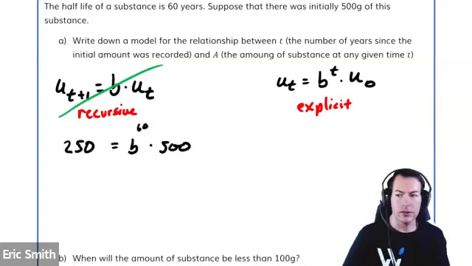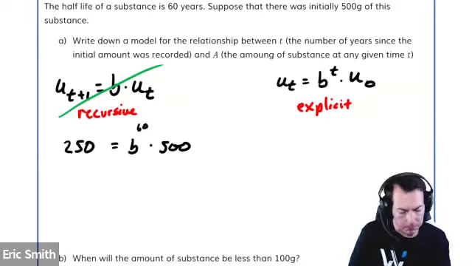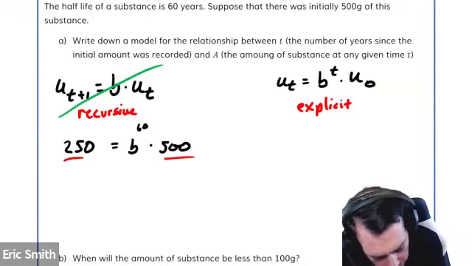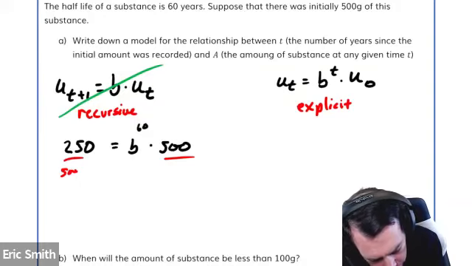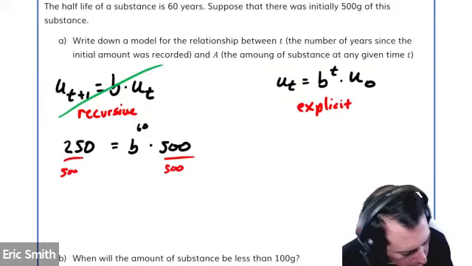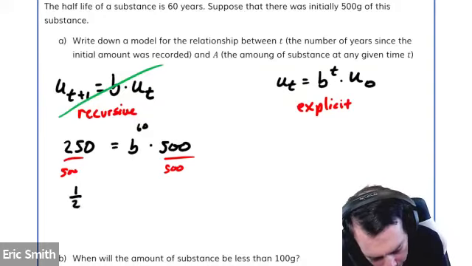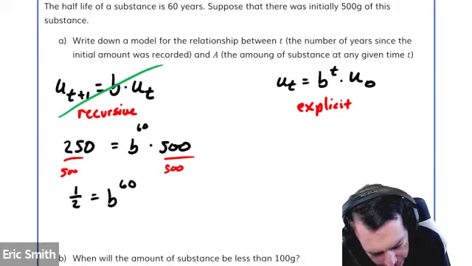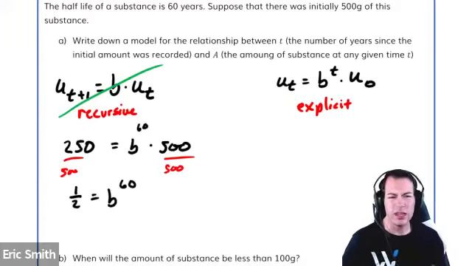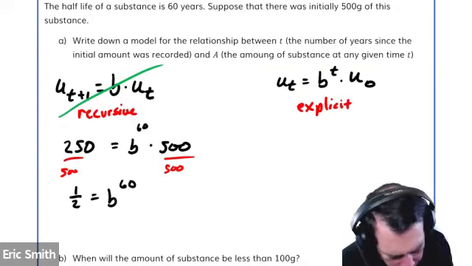We can now take this and solve it directly for B. So I'm just going to divide both sides by 500. So that'd be 1/2 is equal to B to the power of 60. I could use natural logs if I wanted to bring down the power, or I could take the 60th root of both sides. That also works out pretty good.